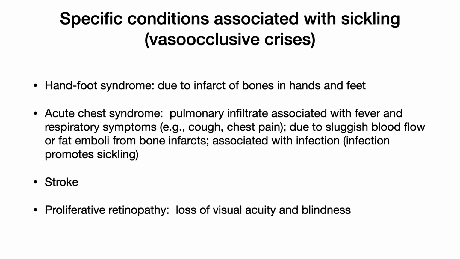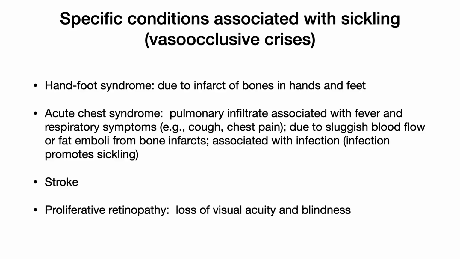So one is the hand-foot syndrome. This is due to infarct of bones in the hands and feet. Acute chest syndrome is another one. This is usually associated with an infection. And remember, infection promotes sickling. And so with this, they'll get a pulmonary infiltrate on top of the pulmonary infection.